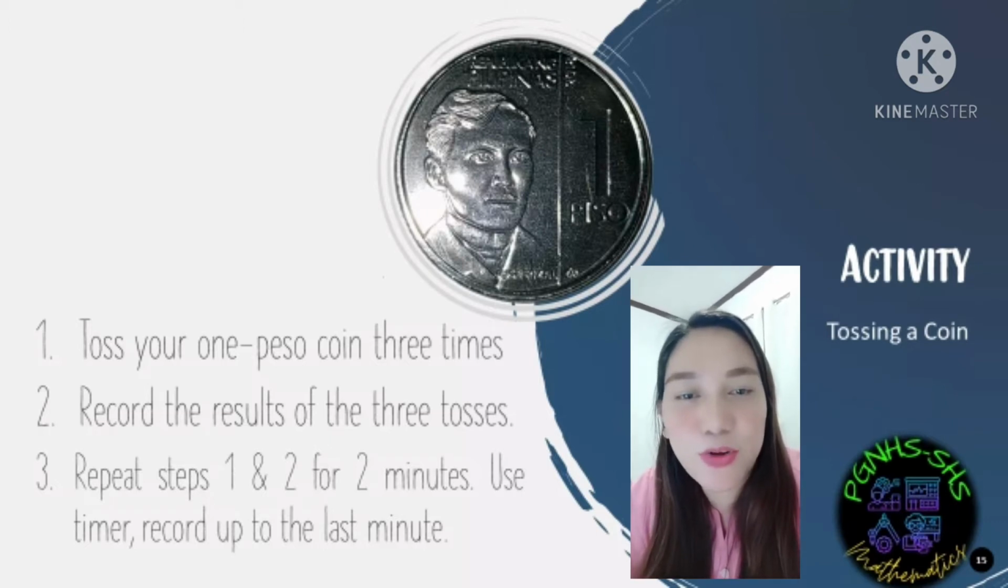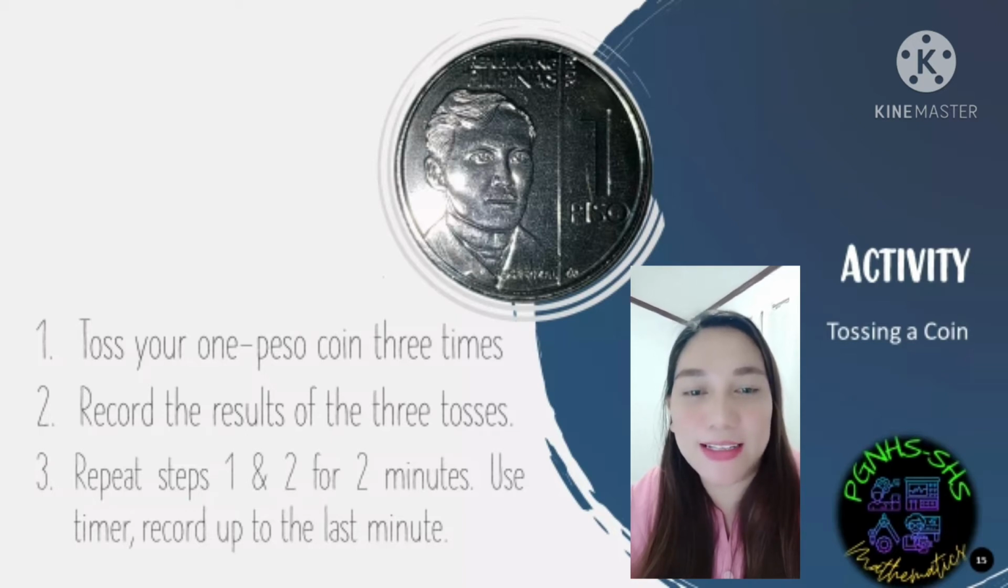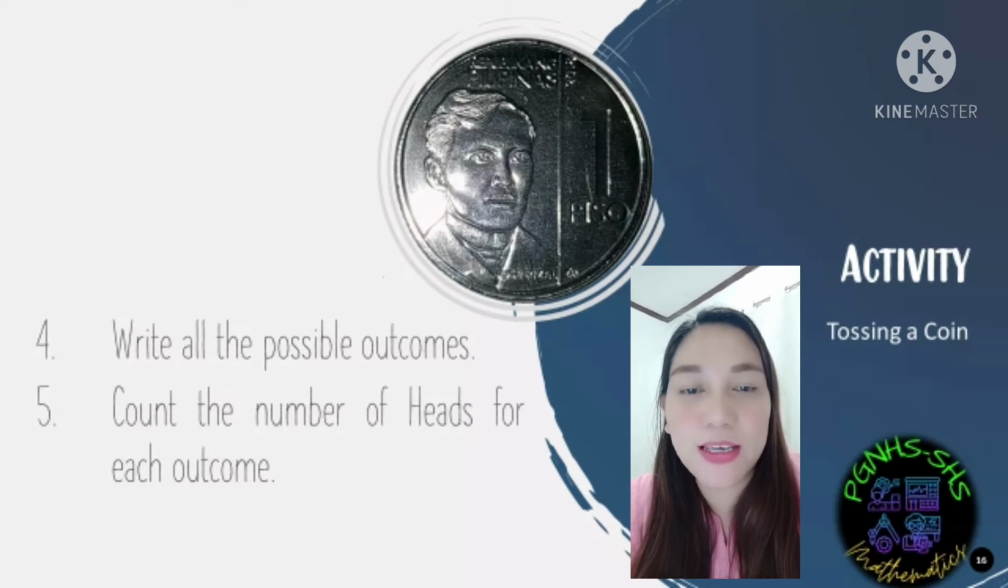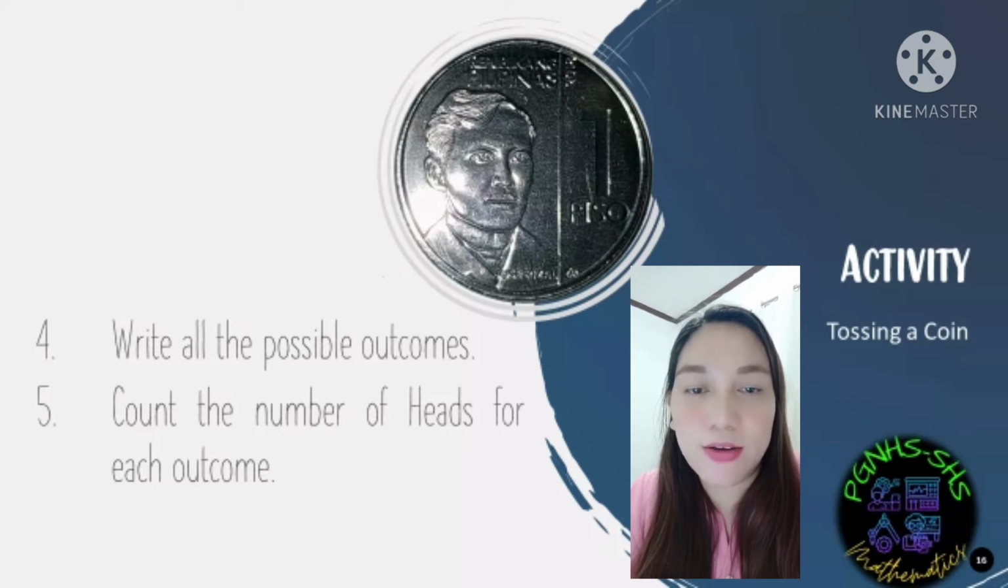Take a closer look at your 1 peso coin. The side with Dr. Jose Rizal on it is what we call the head, and the other side, the tail. Please pause the video to do the following steps. You may express your answer using illustration, by listing, or using a table. Your answer can be posted in our group chat, or you can message it personally, or attach it in your answer sheet.